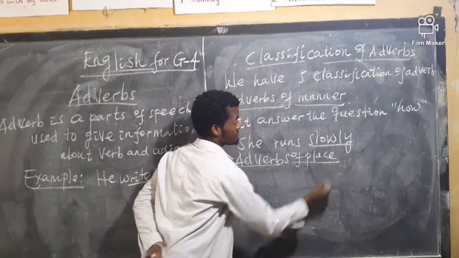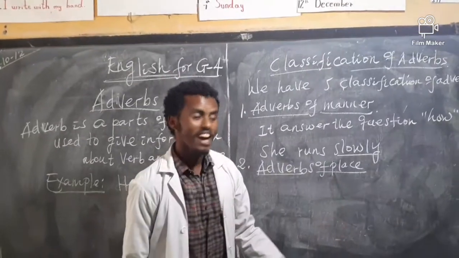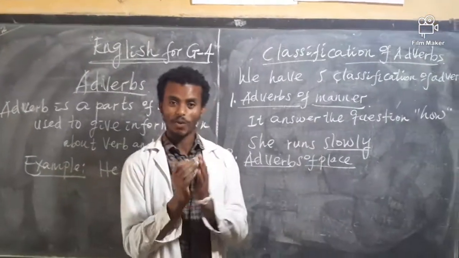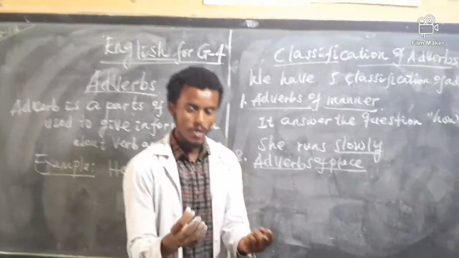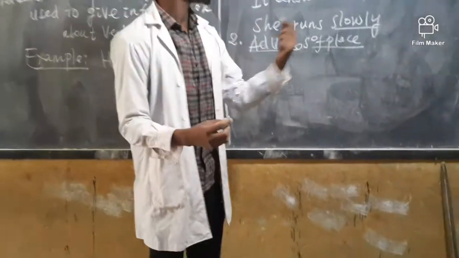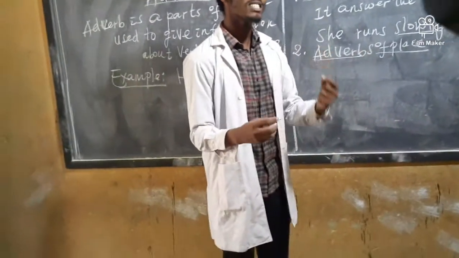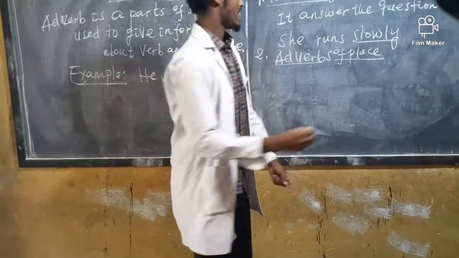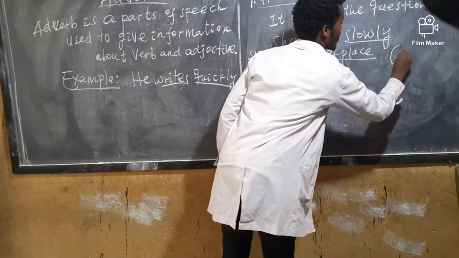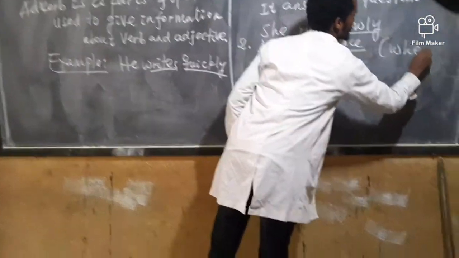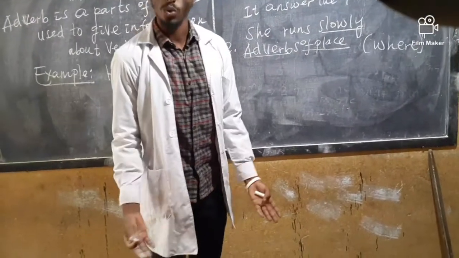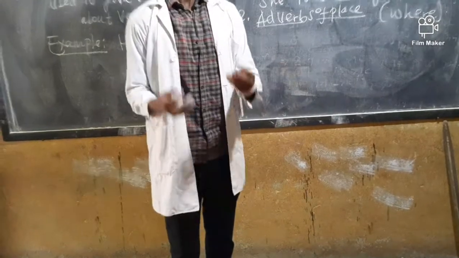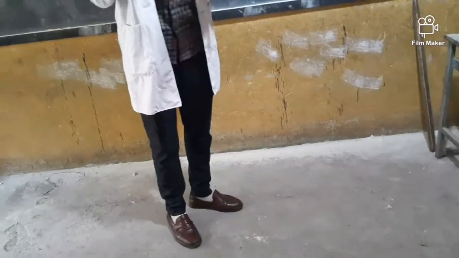As the name indicates, adverbs of place answer the question where when some action is done. This means that we have to answer the question where. He is learning in the school. Where? In the school. For example, we can say, he is sitting in the garden.